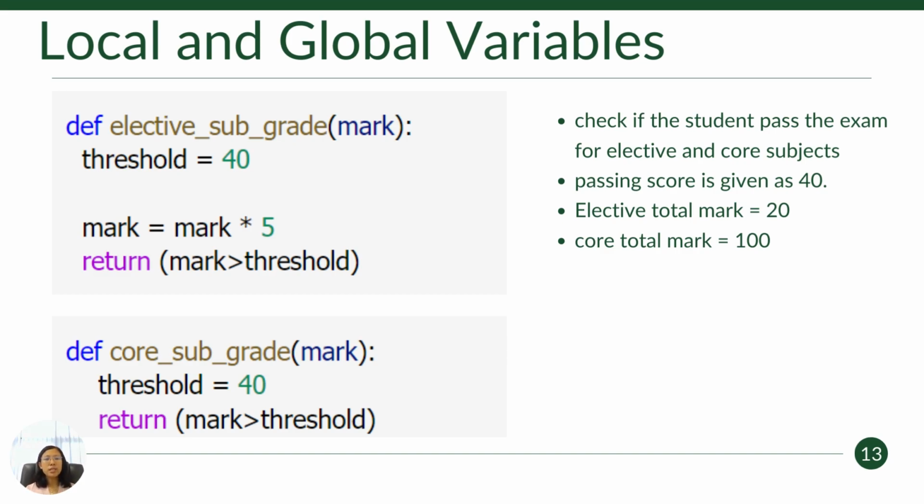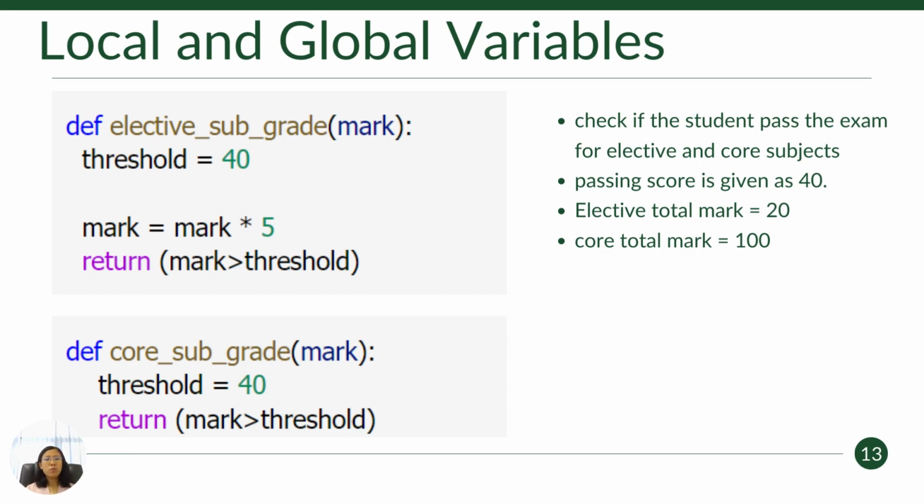All right. So in the first example, threshold 40 is a local variable. It only belongs to the elective subject grade. All right. So if I want to use this threshold value in the next function, I have to redefine the local variable here, threshold equal to 40. The second threshold belongs to the core subject grade, even though we call it the same variable. All right. So that's what we call a local variable. Okay. Now let's look at our example. What we want to achieve is to see whether the student passed the exam for both the elective subject and the core subject.